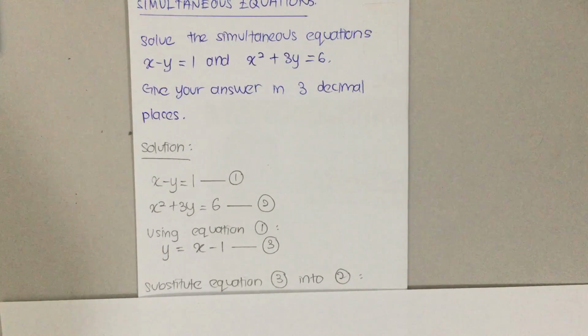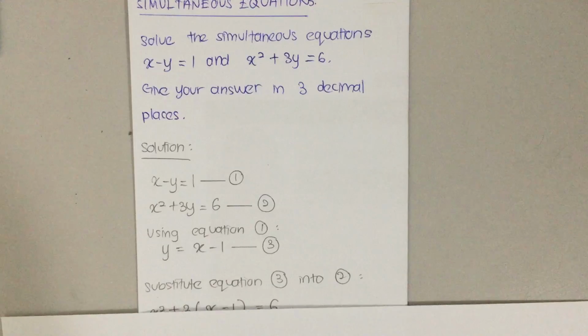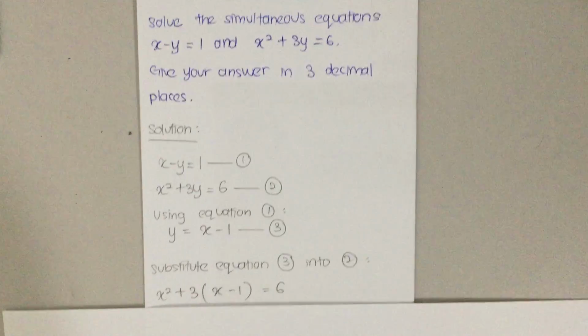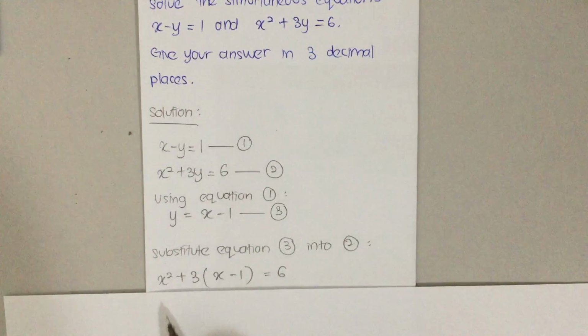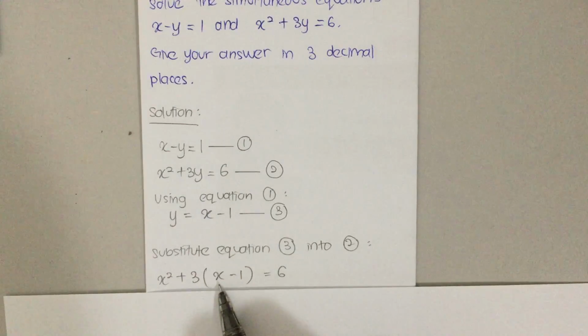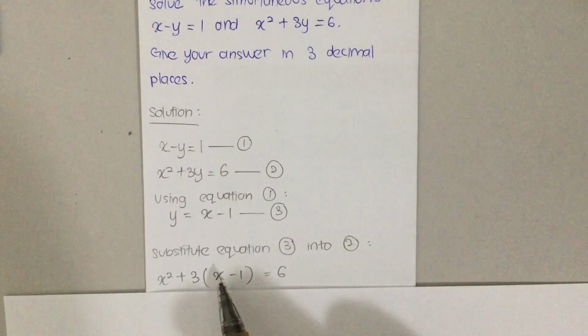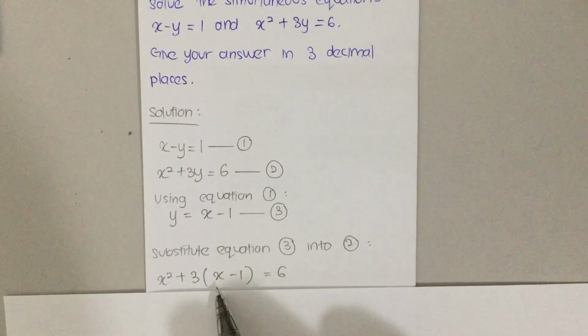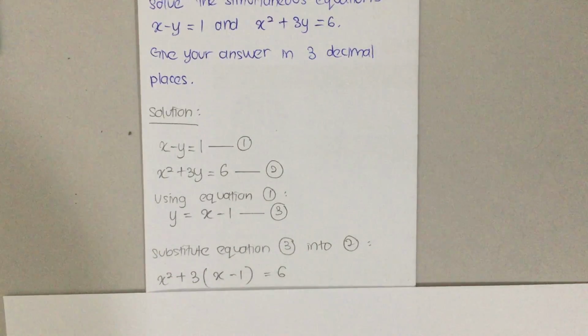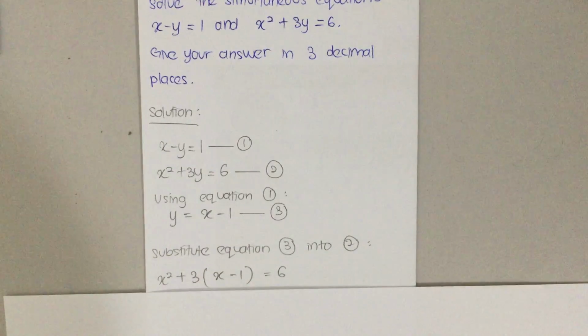So now what we're going to do is substitute equation 3 into equation 2. So from here, x squared plus 3y, since our y equals x minus 1, we substitute the value of y: x squared plus 3 times (x minus 1) equals 6. We're going to proceed to expand this bracket.